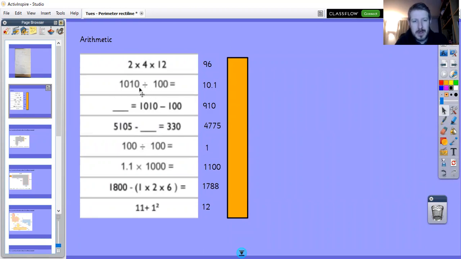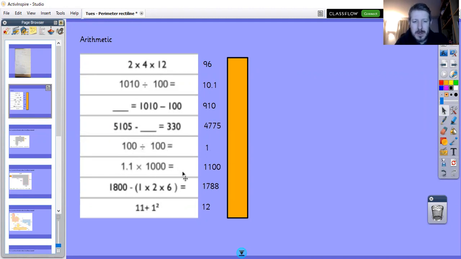1010 divided by 100, the digits will shift 2 places to the right, so you end up with 10.1. 1010 take away 100 is 910. You need to subtract these two numbers to find the missing number here, which is 4,775. 100 divided by 100 will be 1.